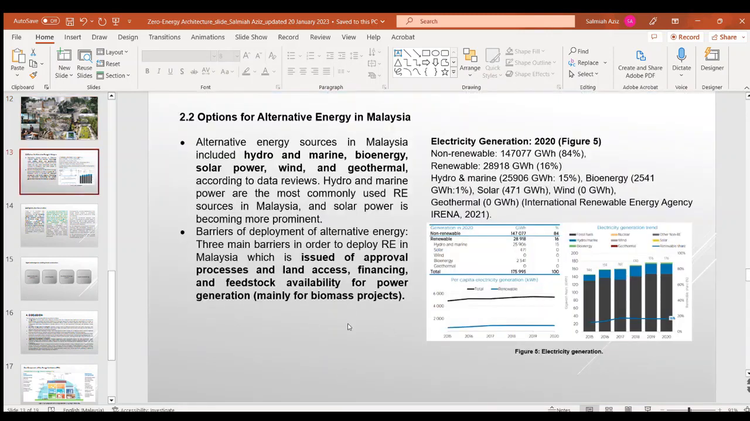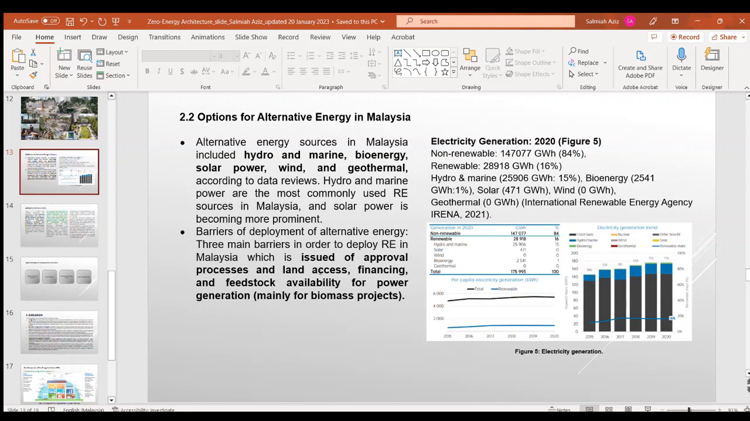Alright, so we go for point 2.2, options for alternative energy in Malaysia. Alternative energy sources in Malaysia include hydro and marine, bioenergy, solar power, wind, and geothermal. According to the data reviews, hydro and marine power are the most commonly used renewable energy sources in Malaysia, and solar power is becoming more prominent.